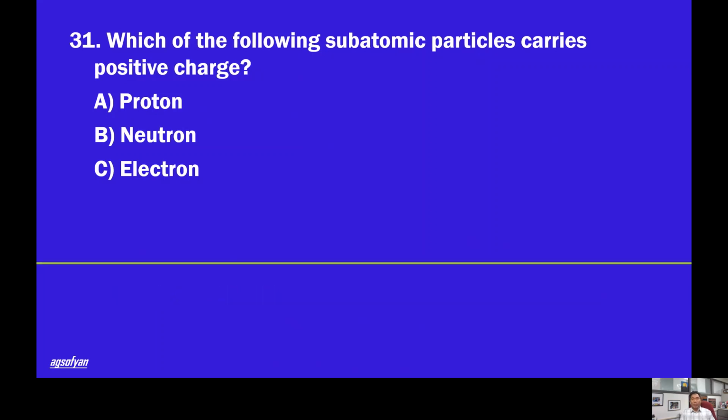Number 31. Which of the following subatomic particles carries positive charge? A. Proton, B. Neutron, C. Electron. Choose your answer. Yes, the answer is proton. So proton carries positive charge, electron carries negative charge, neutron is neutral, no charge.